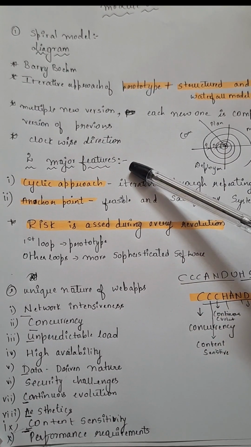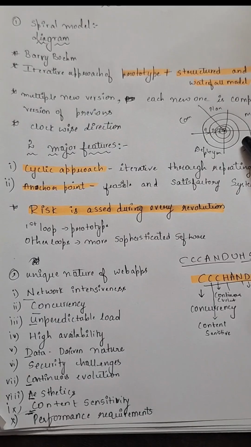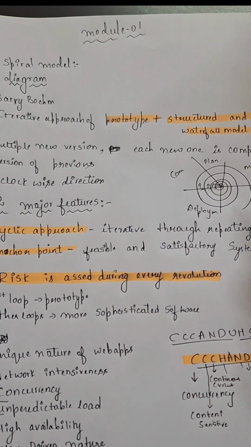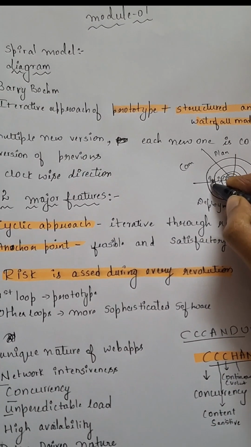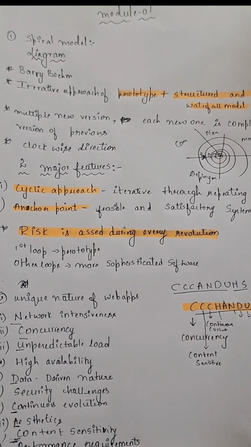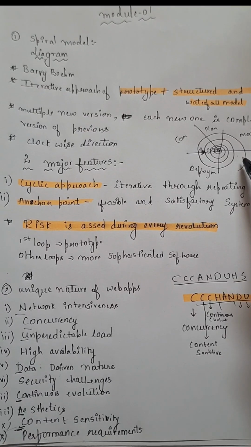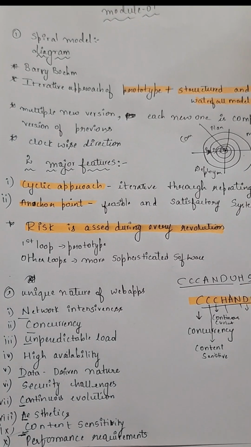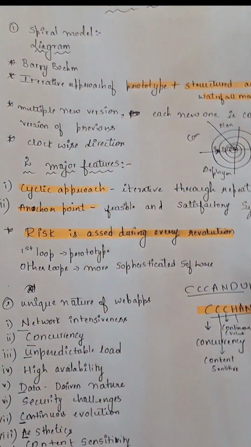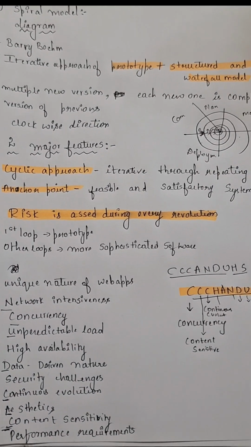There are two major features for this. One is the cyclic approach. This is iterative through repeating loops. And anchor points. Anchor points are nothing but the points which are the arrow marks here. It ensures that the system is feasible and a satisfactory system solution. The one main thing you have to keep in mind about the spiral model is that it is risk assessed. In each stage, when it iterates, the risk is also involved in that.